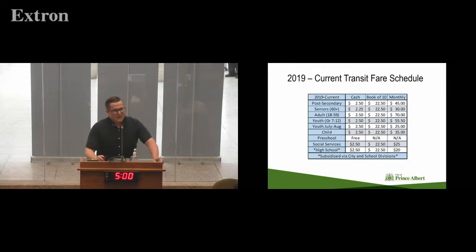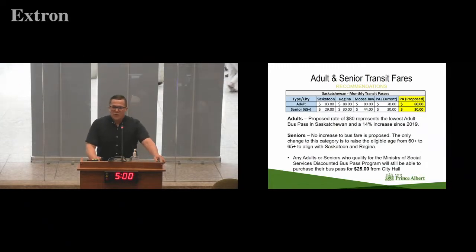This is a brief view of our current transit fare schedule. We'll go over this individually, but what's of note is that we have tons of different options to pay, which can be confusing for members of the public, as well as for our transit vendors. First, we'll go with the adult fares. The recommendation is to increase the fares from $70 to $80. This would be a 14% increase since 2019 and still remain the lowest adult bus pass in Saskatchewan.